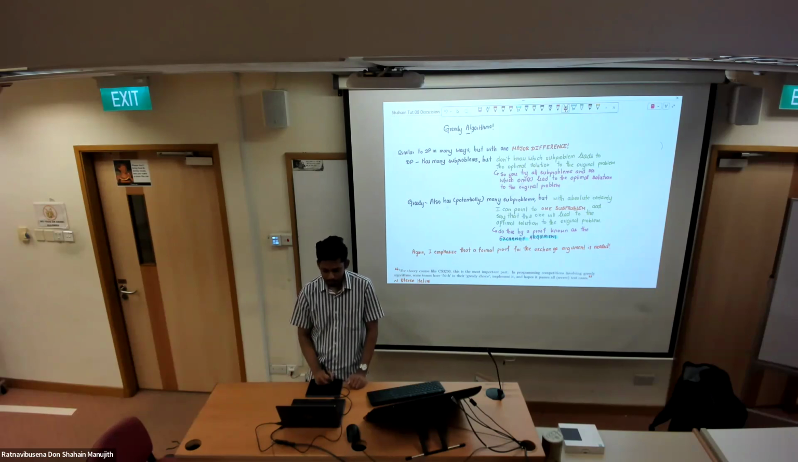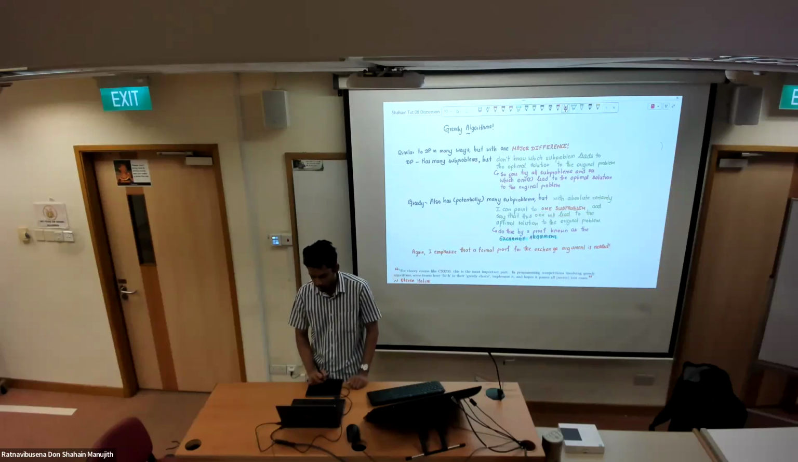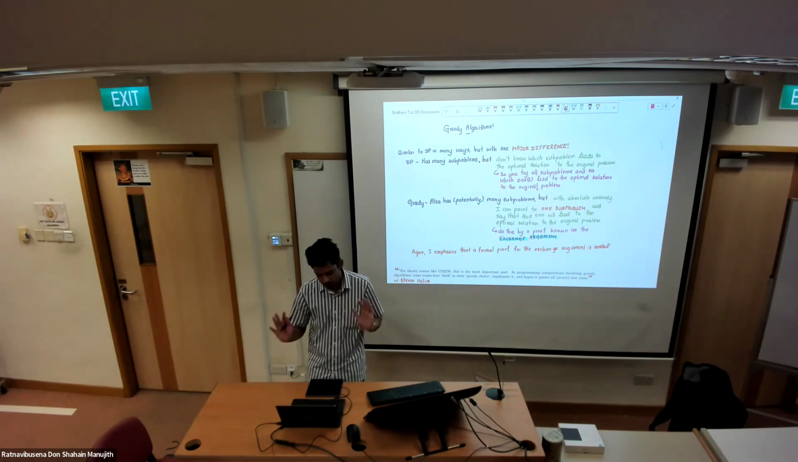But the greedy one also has potentially many subproblems, with the difference that with absolute certainty, you can point to one subproblem and say that this one will lead to the optimal solution to the original problem. That's the major difference between greedy and DP. This one subproblem is a caveat: by one I mean a constant number usually. In DP you need to try all the subproblems; here, one or two subproblems will lead to the optimal.